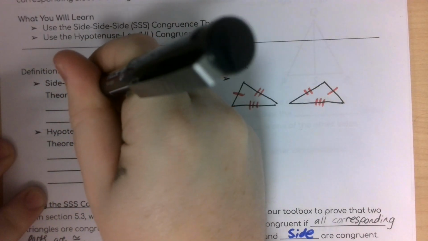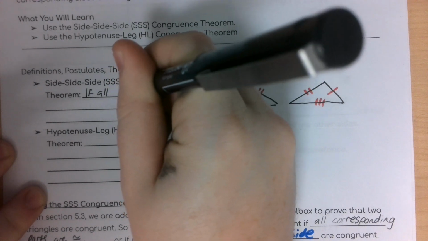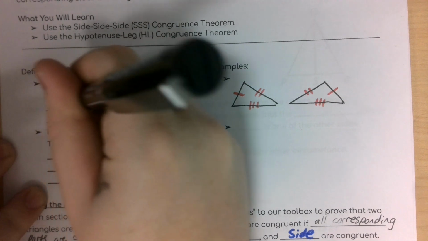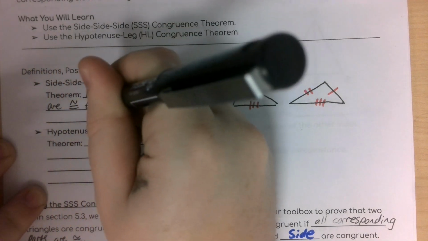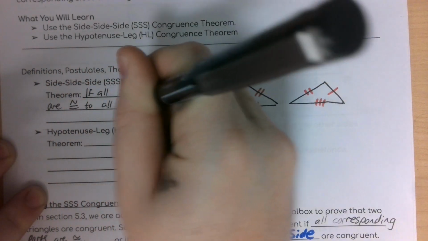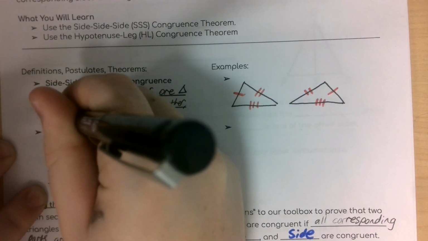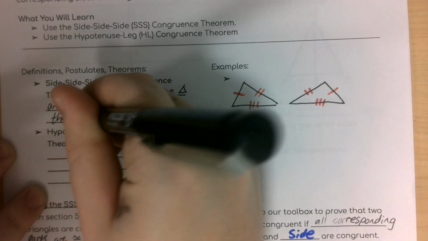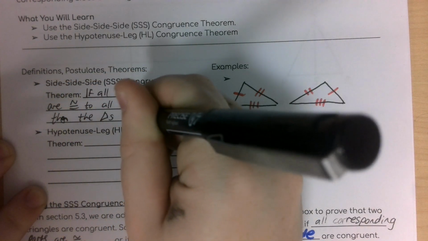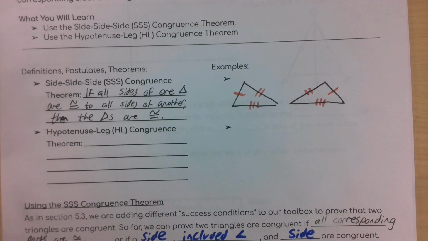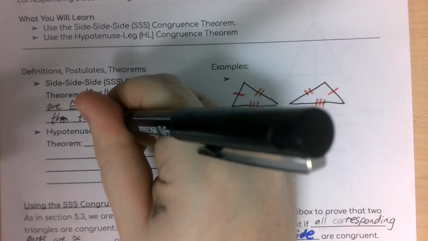In words, if all sides of one triangle are congruent to all sides of another, then the triangles are congruent. If all sides of one triangle are congruent to all sides of another, then the triangles are congruent. Perfect.